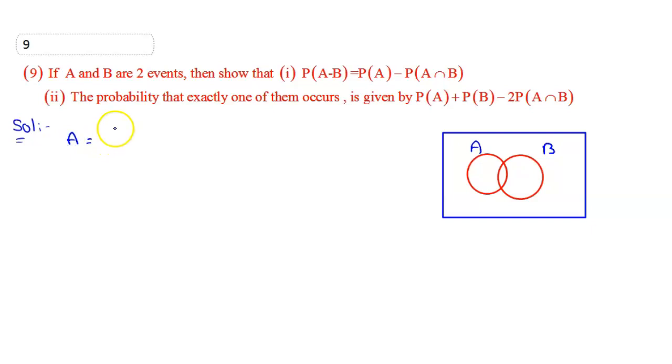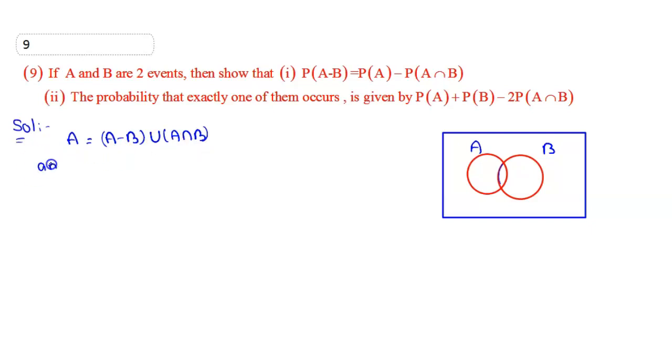A is equal to only A minus B union A intersection B. A minus B in the sense this part goes to A minus B and this part goes to A intersection B. So A can be written as A minus B union A intersection B. A minus B we also call as only A, right?